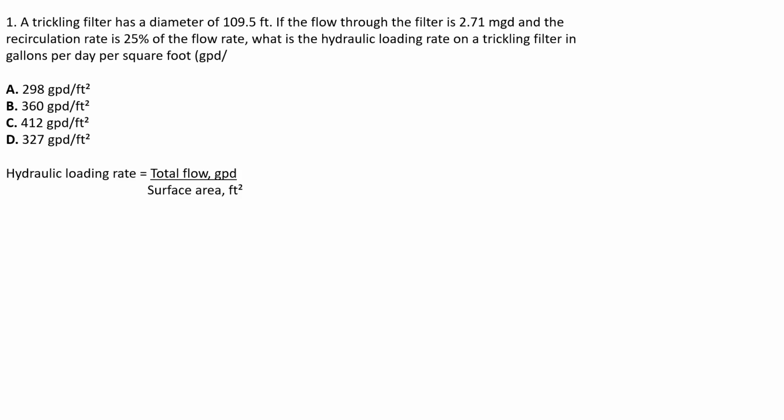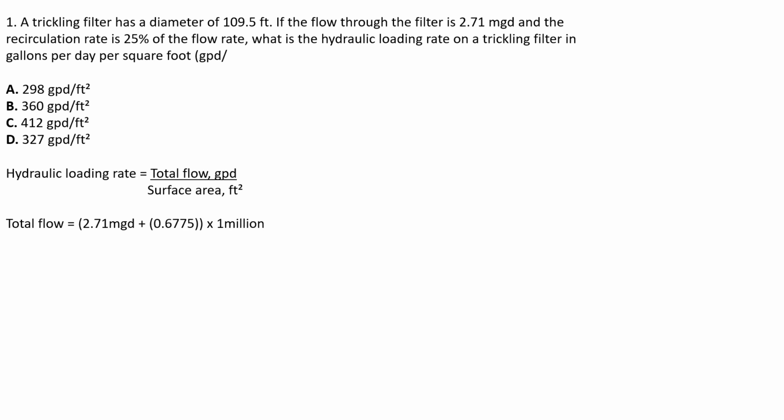All right, to find the hydraulic loading rate: it is equal to the total flow in gallons per day divided by the surface area in square feet. So let's find that total flow first. The total flow is equal to 2.71 mgd plus 2.71 mgd times 25% as a decimal, because the recirc rate is 25% of the total flow. And we want that in gallons per day, so we're going to multiply it by a million.